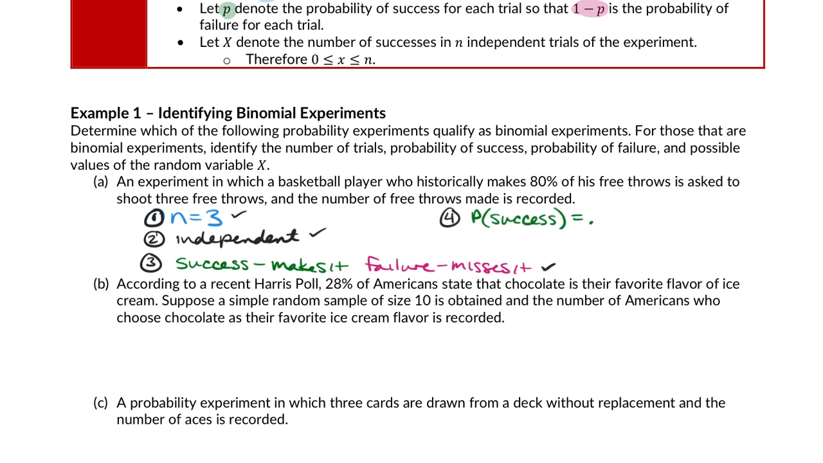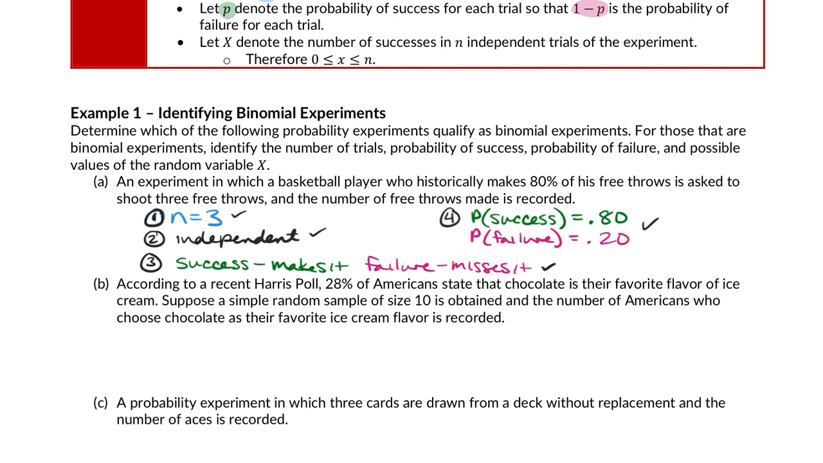80%, which means we would put 0.8. What is the probability of failure? 20%. If 80% is make it, that means 20% is not make it. And if we can define those and they stay the same for every trial, which they do, then all four get check marks and it is a binomial experiment.